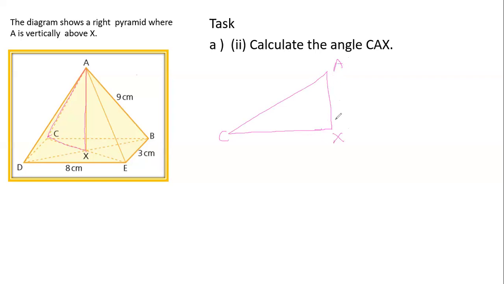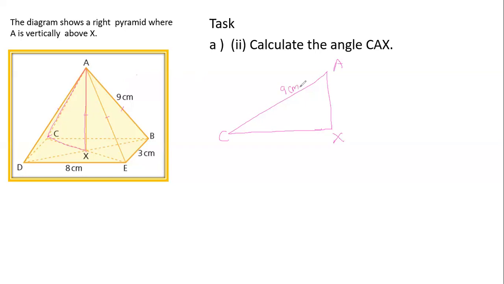If I don't have A to X, do I have C to X? I don't have it. Do I have C to A? Now, remember, we call them the edges. So the edges, these ones are the same for the pyramid. So your CA is going to be 9 centimeters.